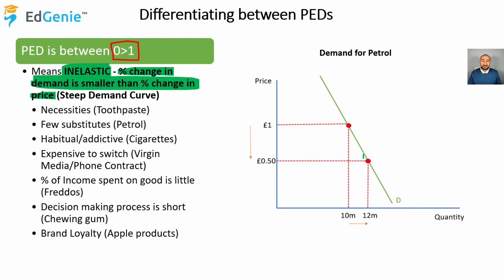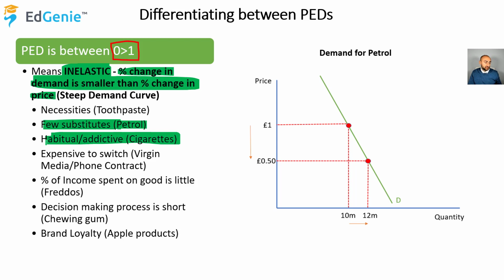Examples of these. We've already used petrol. Basically there's few substitutes to this. We've also used cigarettes. They're addictive, they're habitual. The price of cigarettes has gone from maybe 10 years ago around £5 per 20 pack to about £12 now, £10, £11.